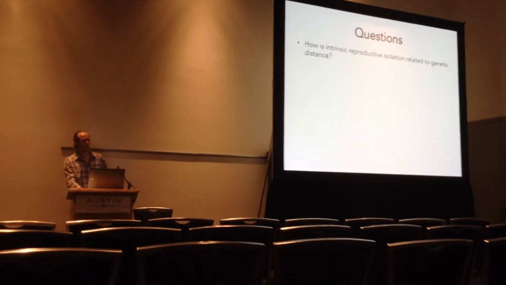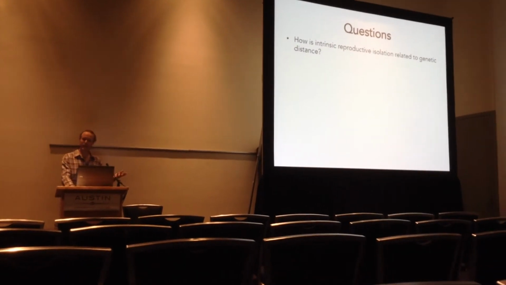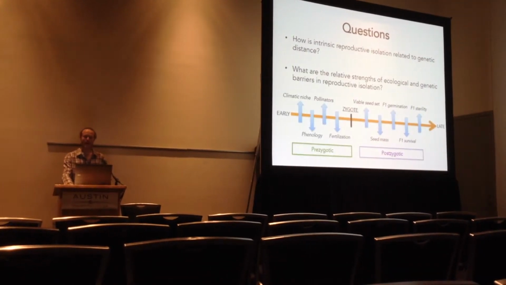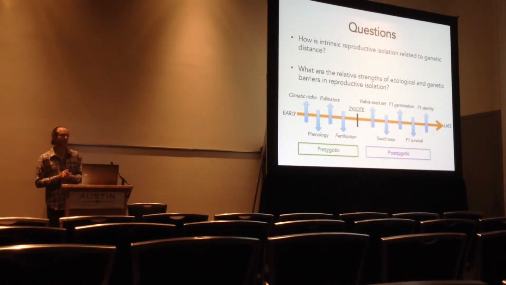So, how is intrinsic reproductive isolation related to genetic distance in this plant clade? That's my first major question. And then secondly, what are the relative strengths of ecological barriers versus genetic barriers?